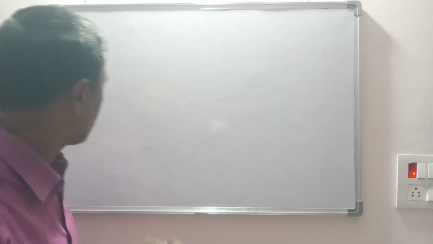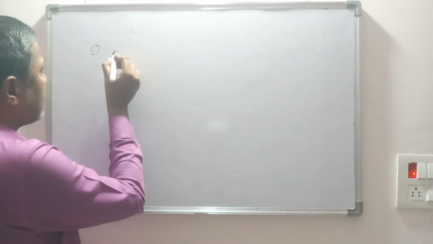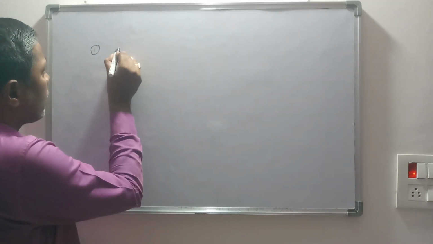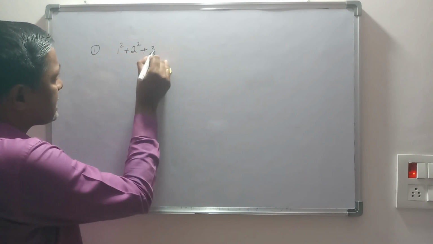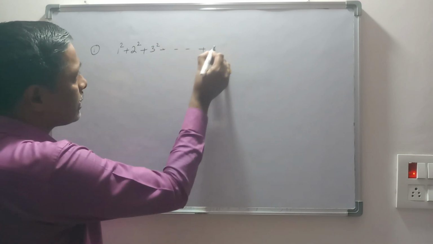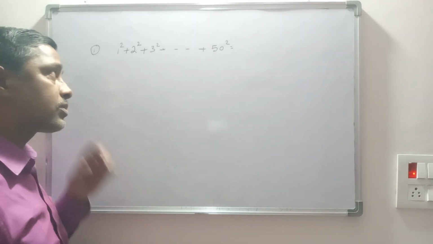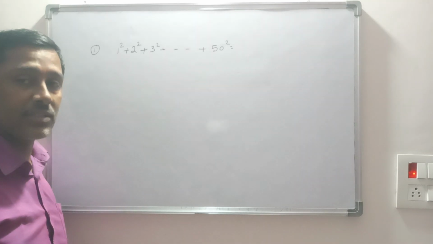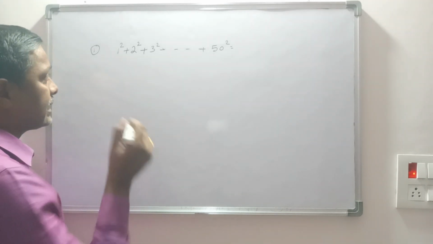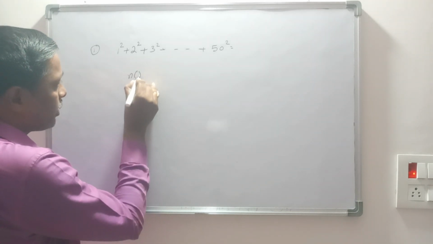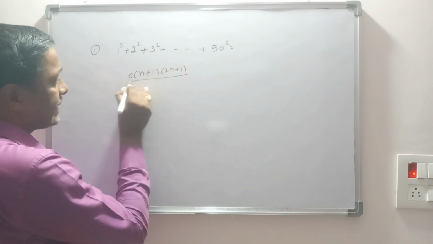Okay. First one. What is the value of 1 square plus 2 square plus 3 square plus ... plus 50 square? What is the formula? This is the sum of the squares. What is the sum of the squares? n into (n plus 1) into (2n plus 1) by 6.